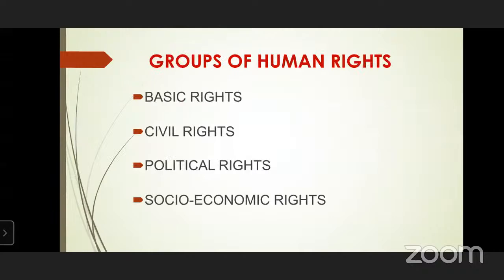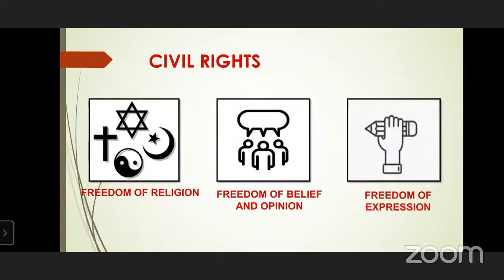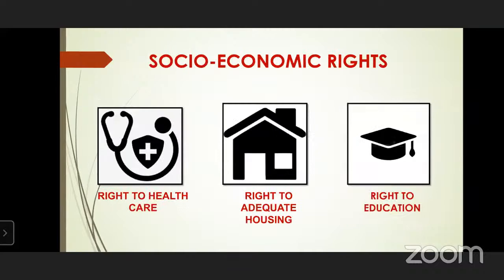So we split up human rights into 4 groups: basic rights, civil rights, political rights, and socio-economic rights. Our basic rights are, for example, the right to equality, right to life, and right to dignity. Civil rights: freedom of religion, freedom of belief and opinion, and freedom of expression. And political rights: right to vote, right to protest, and right to form and campaign for a political party. And socio-economic rights: right to healthcare, right to adequate housing, and right to education.